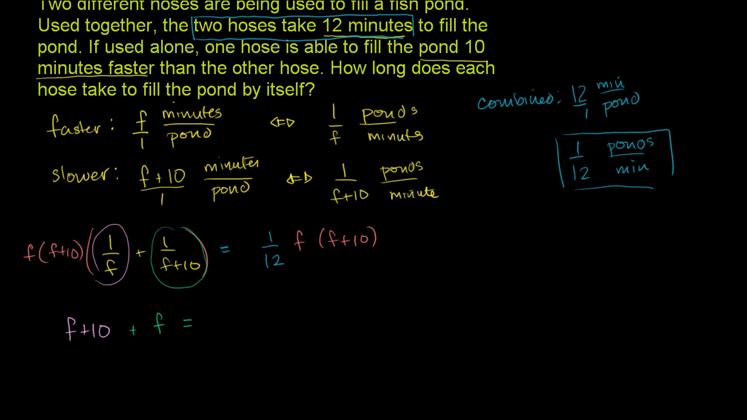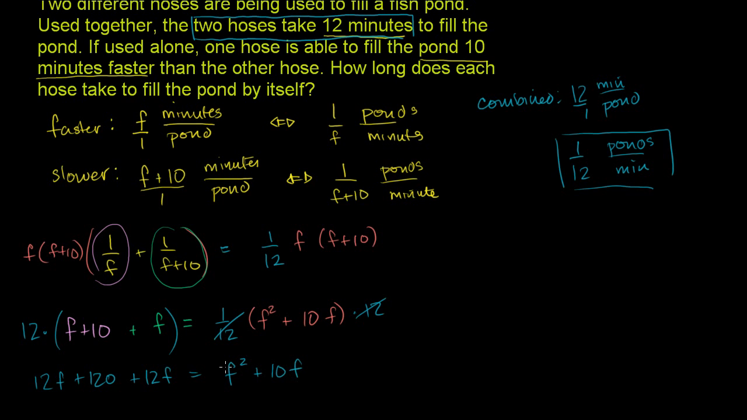So let's just say this is going to be equal to 1 over 12 times f times f, which is f squared, plus 10f. And now let's multiply both sides of this equation by 12. I could have done it in the last step so that we don't have any fractions. So on the left-hand side, we get 12 times f, 12f plus 120 plus 12f. On the right-hand side, that and that cancel out, and you are left with f squared plus 10f. And now we have a quadratic.